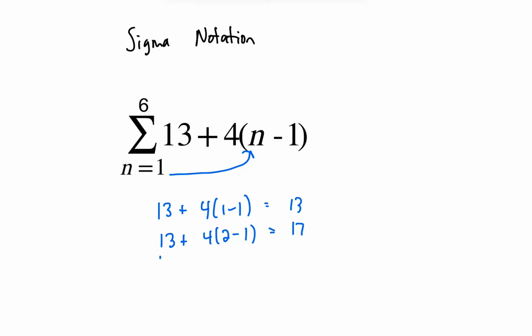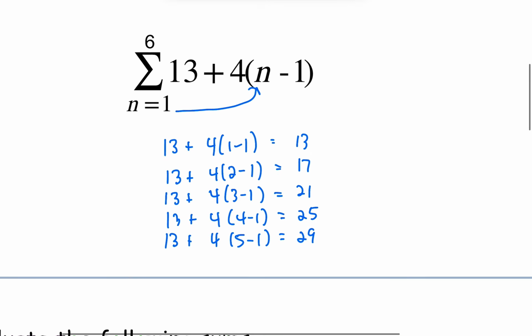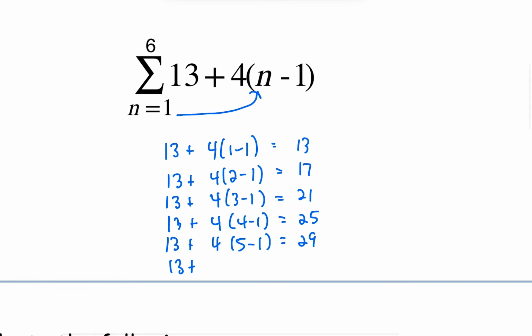Then I'm going to plug in 3, and I'm going to keep going, so it'll be 4 times 3 minus 1. I get 21. And I'm going to keep doing this. I'll tell you when to stop in just a moment. So 25, 13 plus 4 times 5 minus 1. There's the bell. 29. And then 13 plus 4 times 6 minus 1 is 33.